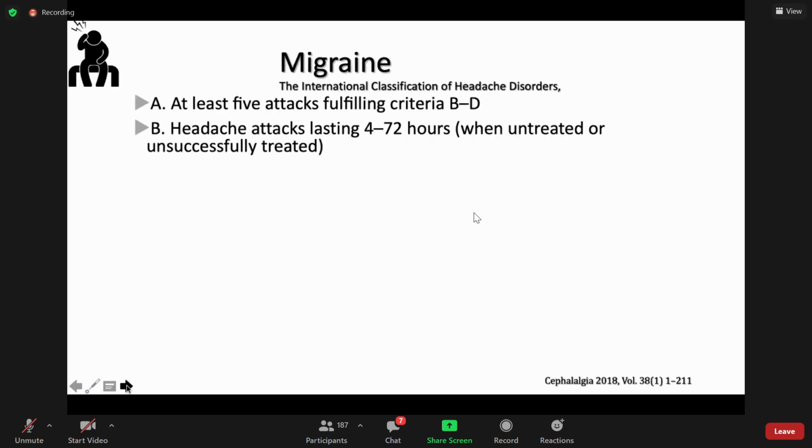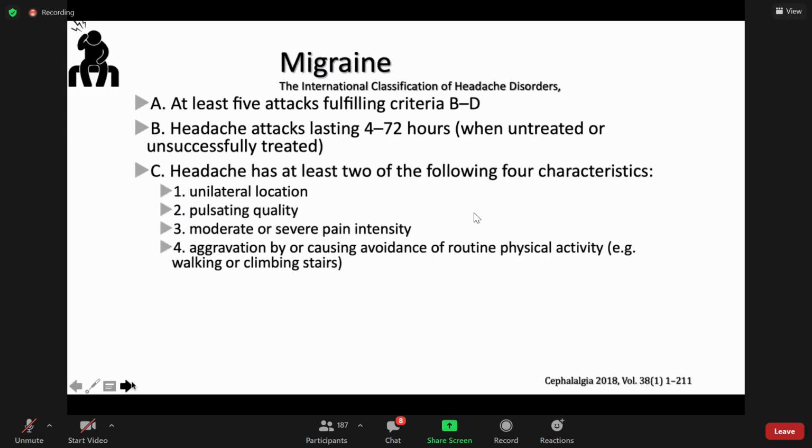The International Classification of Headache Disorders determined that the patient must have at least 5 attacks to be labeled a migraineur. The headache attack should last from 4 to 72 hours when untreated. And the headache has at least 2 of the following features: unilateral, pulsating, moderate to severe pain, not usually mild, and aggravation by normal stimuli or physical activity.